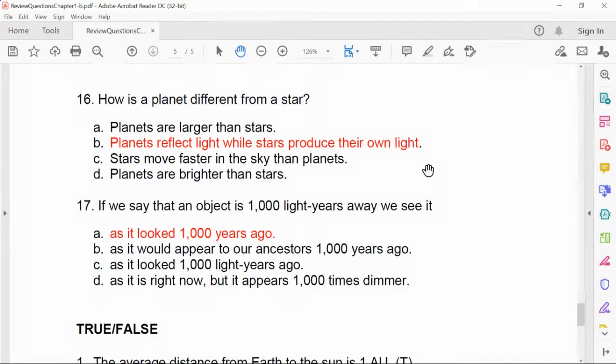If we say that an object is 1,000 light years away, we see it as it looked 1,000 years ago. And that's why I told you, when you look at the night sky and you look at the stars, you are not seeing them now. You are seeing them in the past. We have no idea if the star is still alive or dead now. But we still have to wait to receive the light that left the star.